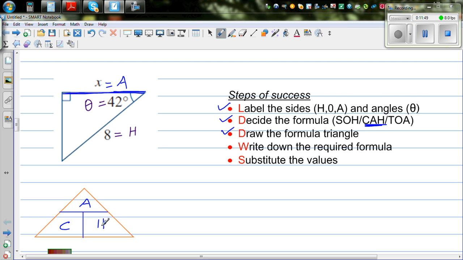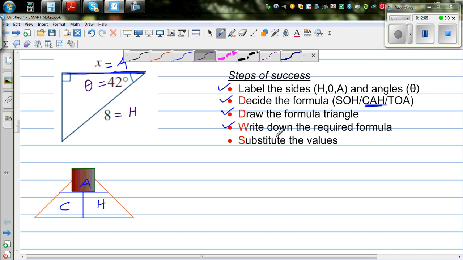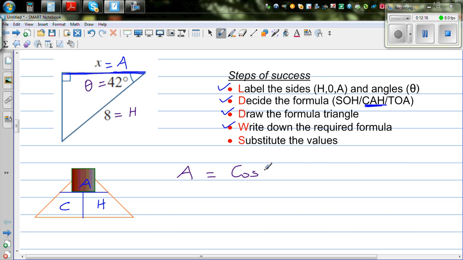CAH. Once you decide the formula, you have to write down the required formula. As this formula can be written in 3 different ways, you need to cover what you want to find. So I'm covering up A. Can you see the A? Now you have covered it, so the other two are sitting underneath, and you have to multiply them. Write down the required formula. So A is equal to C, which stands for cos of the angle, times hypotenuse. So that step is done.